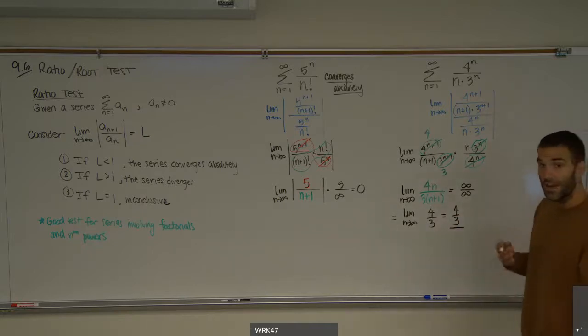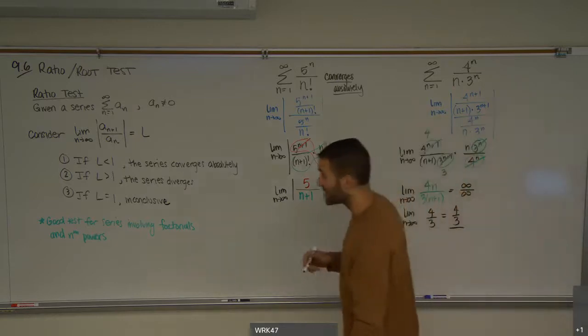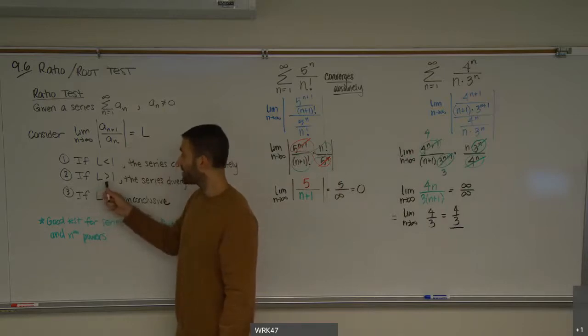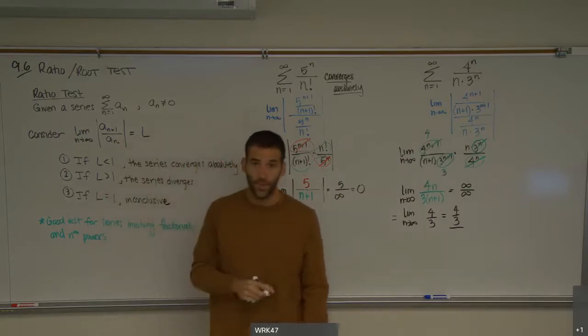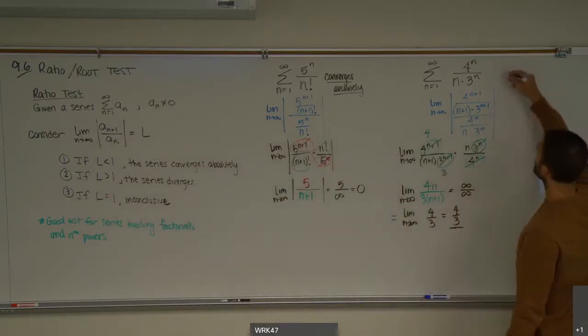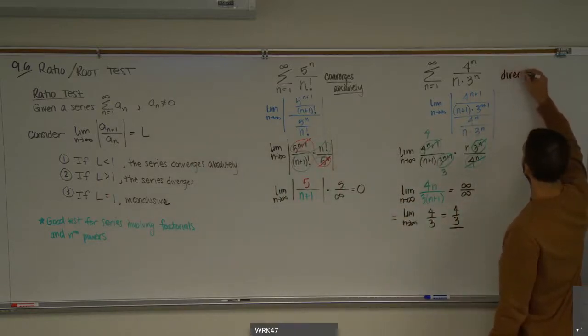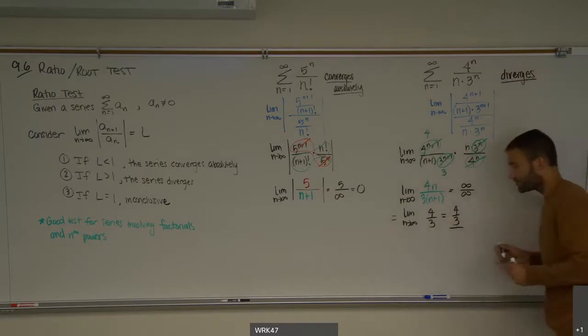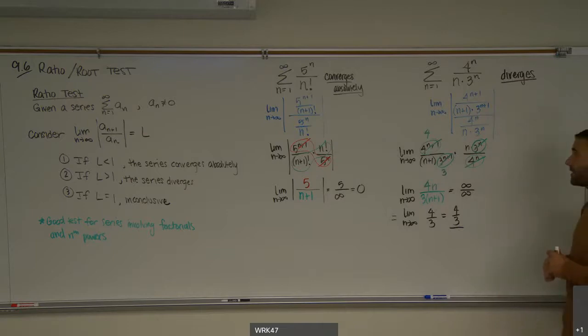Now, 4/3 is not my answer. 4/3 tells me what my answer is. So if we look here, I got 4/3. 4/3 is bigger than 1. Close to 1, but bigger than it. And that tells me that this series now diverges. This series diverges. So it doesn't converge. It blows up.